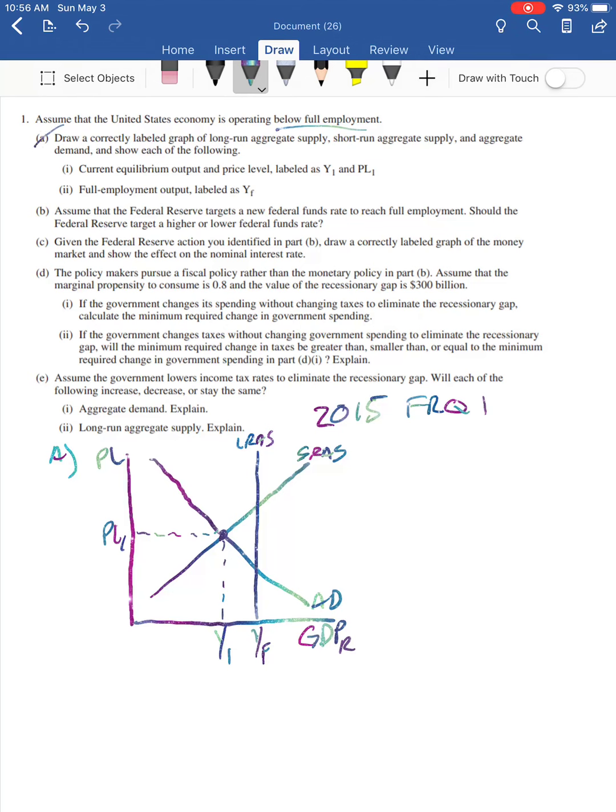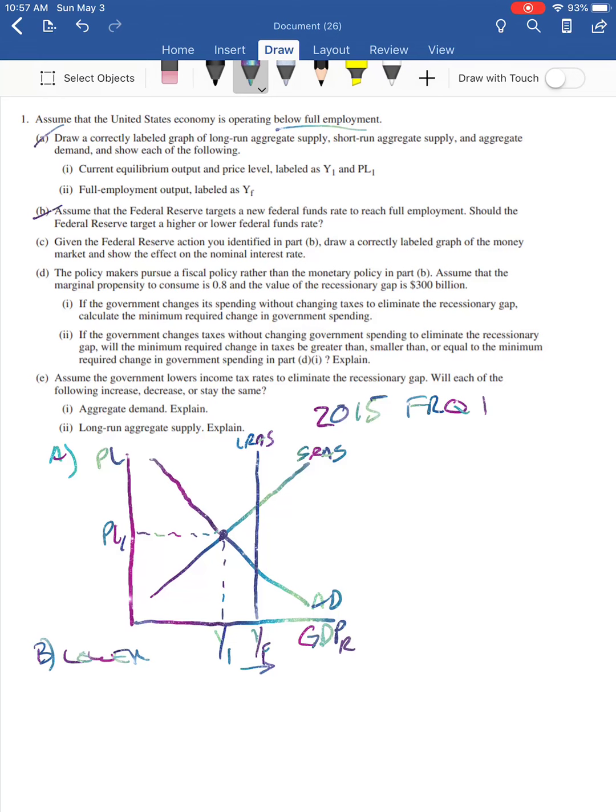Then letter B says, assume the Federal Reserve targets a new Fed funds rate to reach full employment. So in order to do that, since we're in a recessionary gap, we would need to strengthen the economy, have it go faster, and have the GDP real increase. And so the Fed funds rate that would do that would be a lower Fed funds rate. Lower interest rates will increase consumption and investment spending. So that's done. We don't need to explain or anything.